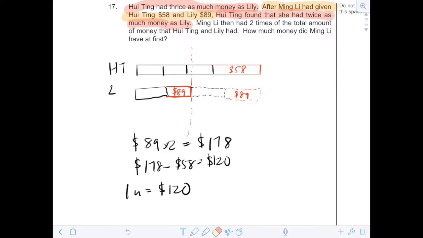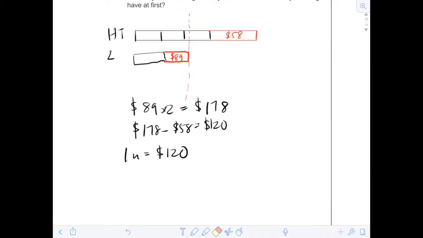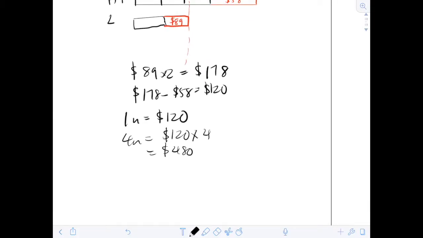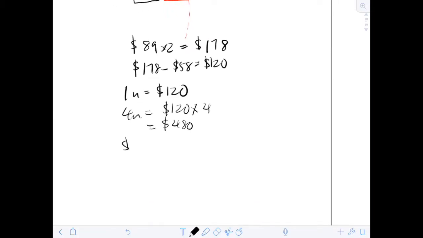After you learn this model, you might not want to erase, but I'm going to erase this now so that it's going to be less confusing. The original model is like this. You want to find the total of this Hui Ting and Lily. How much did they get in total? So first you have to find 4 units of the black one, which is 120 times 4. You get 480. Then don't forget you have to add in the red portions that they got. So you take the 480 plus 58 plus 89 will give you $627.